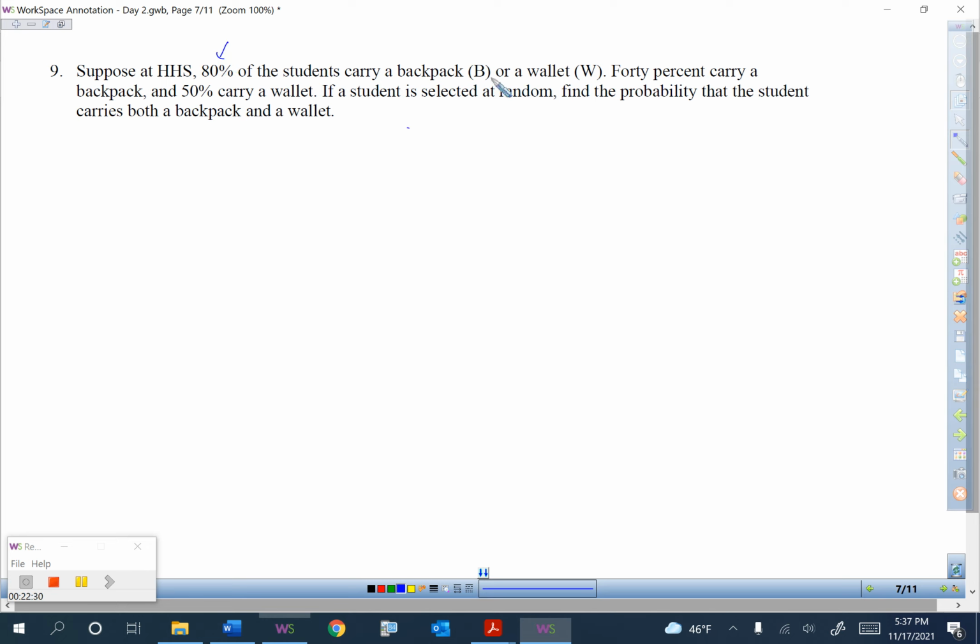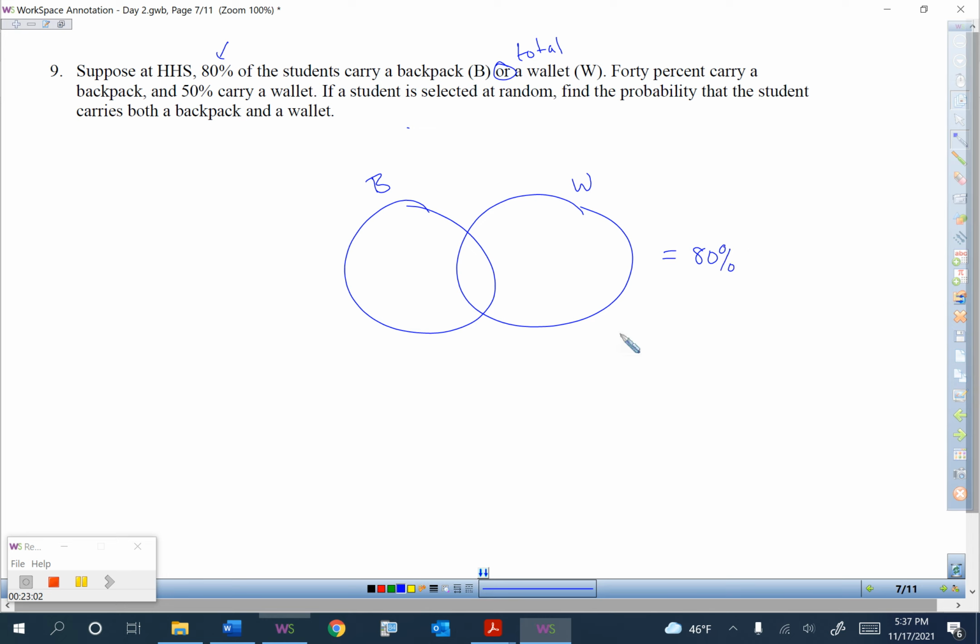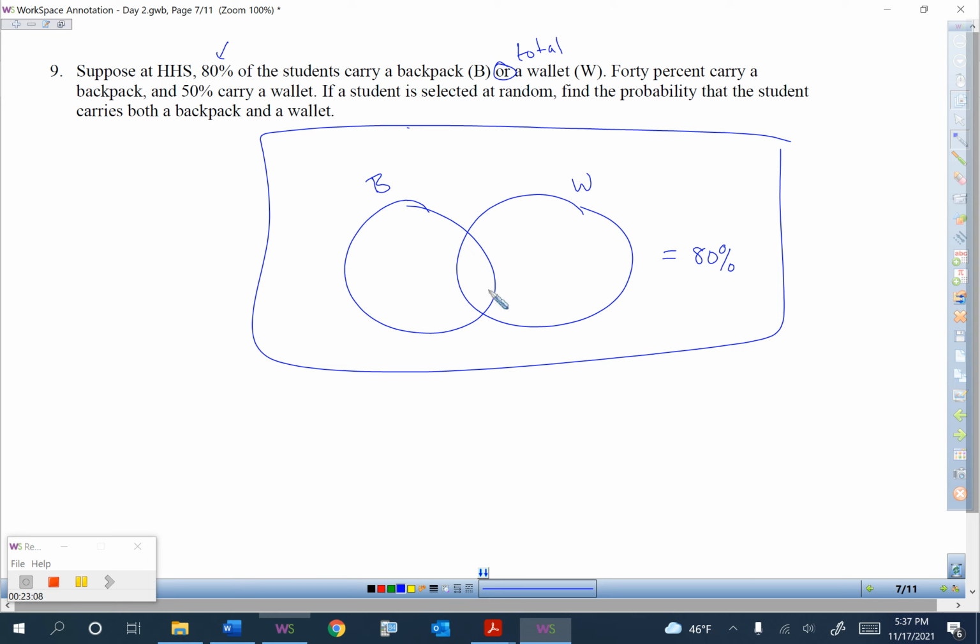And it is possible for a student to carry both a backpack and a wallet, and in fact that's what we're trying to find. So the bubbles should overlap when we draw our Venn diagram. Okay, so go ahead and draw them with backpack and wallet titled, and then we'll go fill some stuff in. This 80% is talking about OR, which means it's our total. So when I take all of these pieces and put them together, it gets 80% of the population at Hays High School. And that just means there's leftovers here that don't carry either. Okay, but our job is to figure out where the rest of the stuff goes so we can answer this question.